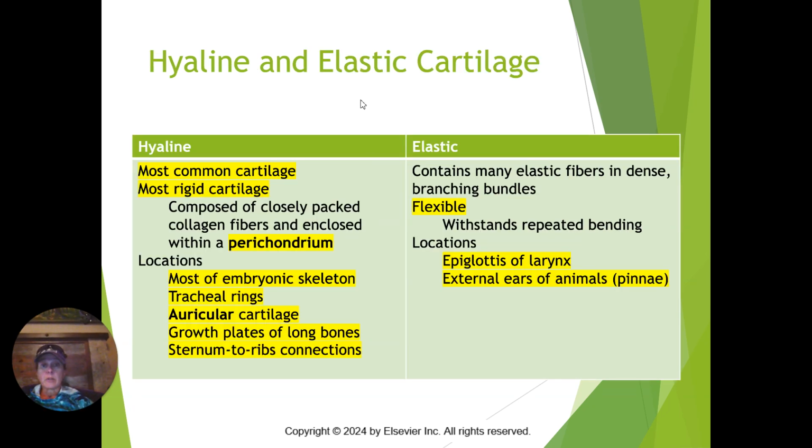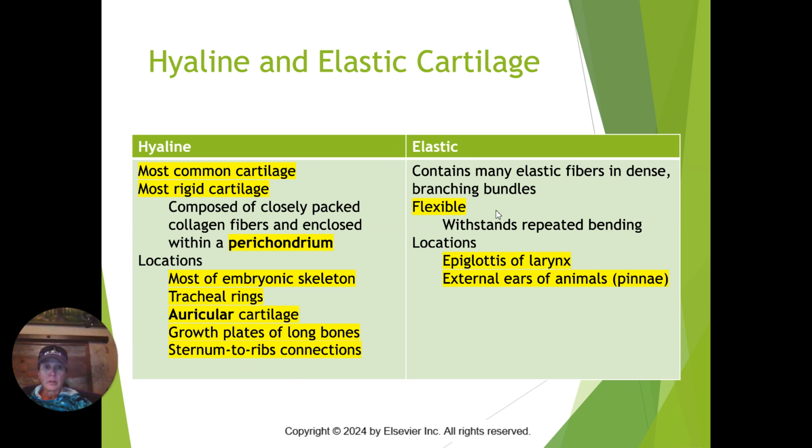Now, different types of cartilage, there are three. There is hyaline cartilage, there's elastic cartilage, and then there's something called fibrocartilage. Now, our hyaline cartilage is the most common type, and it's also the most rigid type. And so these cartilage cells and tissues are closely packed fibers, and they're enclosed within something called a perichondrium. Now, where we'll find this is in the C-shaped rings of the trachea, the auricular cartilage, or the cartilage of the ear canal itself, in the growth plates of long bones, and in the sternum to the rib connections.